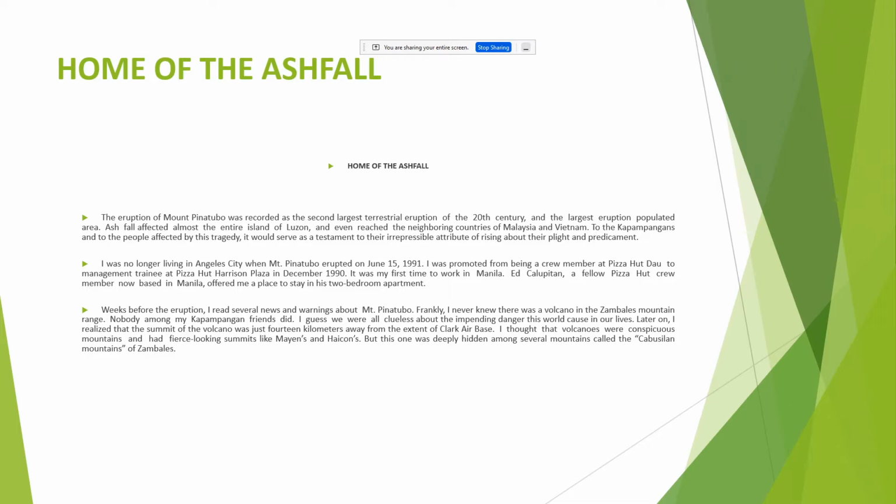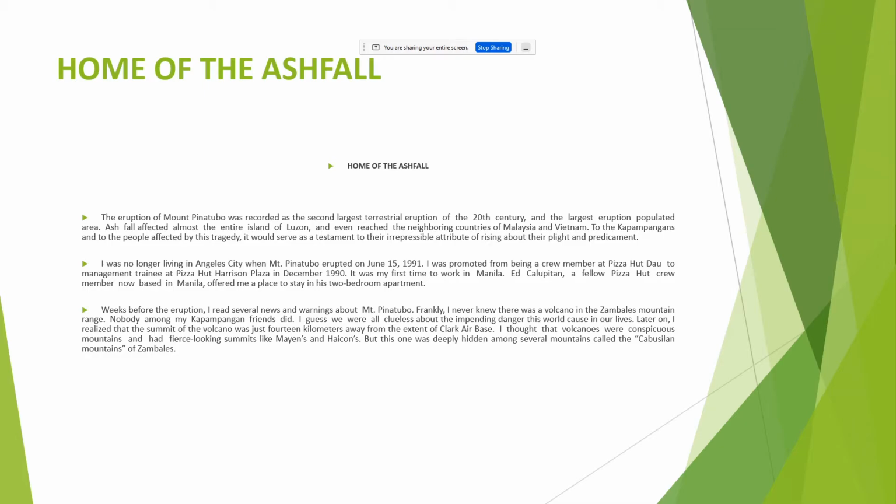Weeks before the eruption, I read several news and warnings about Mount Pinatubo. Frankly, I never knew there was a volcano in the Zambales mountain range. Nobody among my Kapampangan friends did. I guess we were all clueless about the impending danger in our lives.